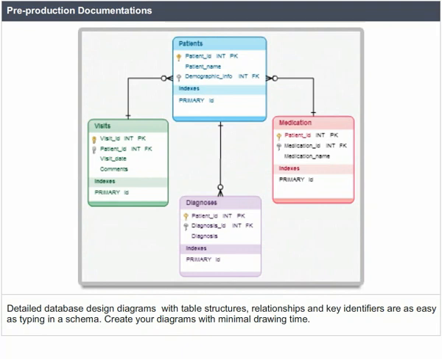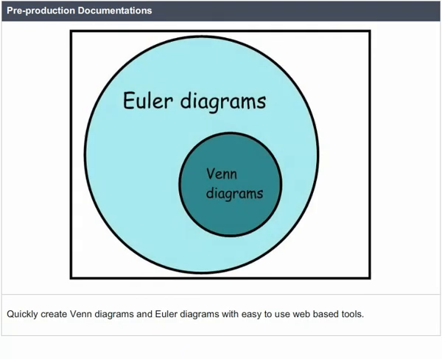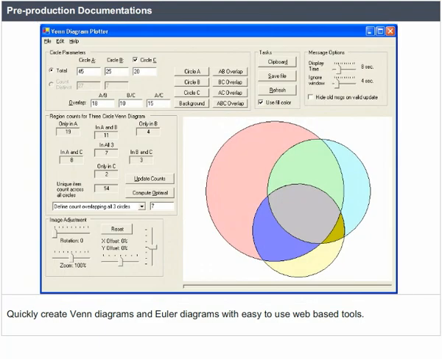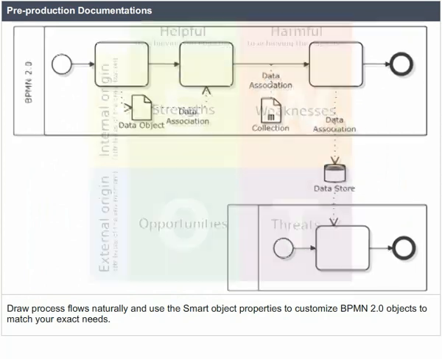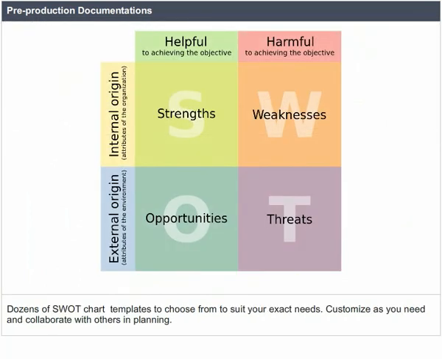Quickly create Venn diagrams and Euler diagrams with easy-to-use web-based tools. Draw process flows naturally and use the Smart Object properties to customize BPMN 2.0 objects to match your exact needs. Dozens of SWOT chart templates to choose from to suit your exact needs. Customize as you need and collaborate with others in planning.